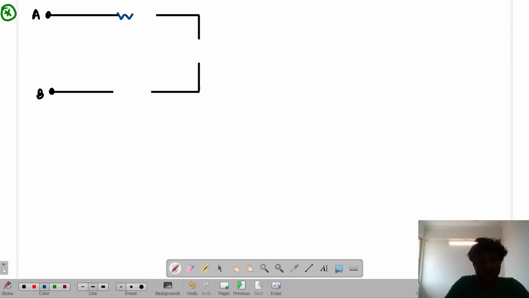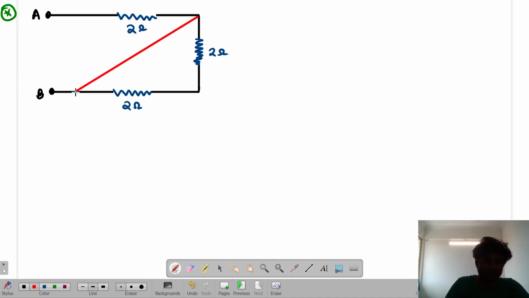It says let's suppose this is one resistor, and this is also one resistor. 2 ohms, 2 ohms, and this is also 2 ohms. And I connect this point with this point with a simple conducting wire. Then the question is find the resistance between AB. Find R of AB. Tell me quickly.